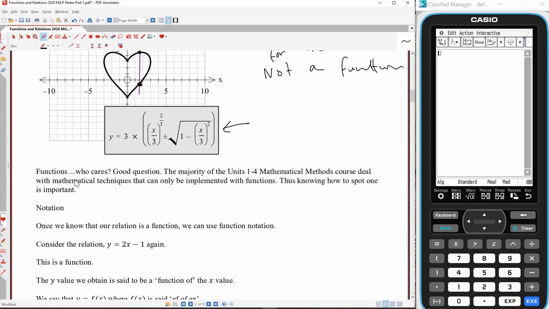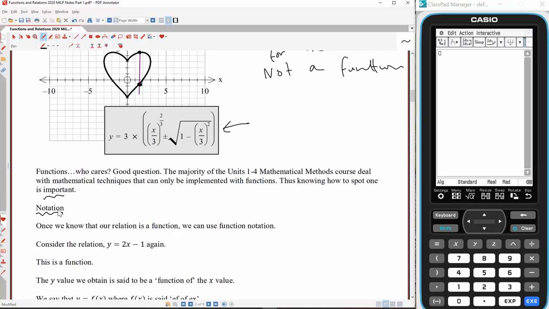Now you might be thinking at this point, I don't know whether you are, but functions, like who cares? What does it matter if it's a relation or a function? And it's a good question at this stage. The majority of the Units 1 to 4 methods course deal with mathematical techniques that can only be implemented or done with functions. Thus, knowing how to spot one is important. Okay, so what we'll be doing in the next couple of years will be operating with functions. Okay, so we need to know what one is.